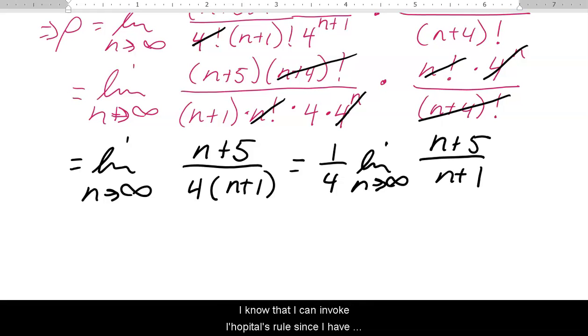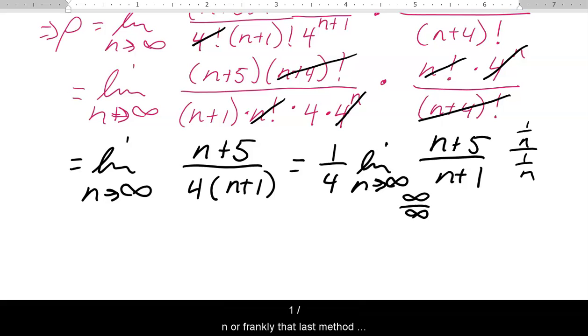I know that I can invoke L'Hopital's rule since I have infinity over infinity, and the derivative of each would give me 1. I can also play the Bill Gates rule and say this is just 1 over 1, leading coefficient over leading coefficient. Or I could do the algebraic method, which is multiplied by 1 over n over 1 over n. But frankly, that last method is a lot of work and a real pain. So I tend to avoid that one.